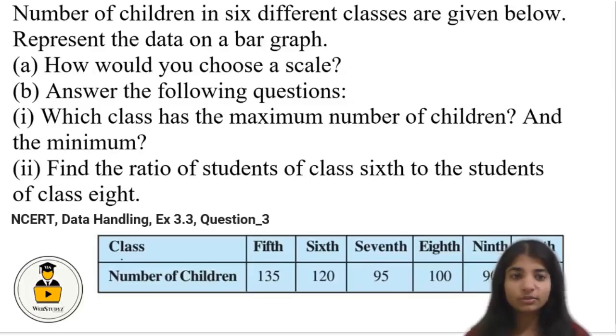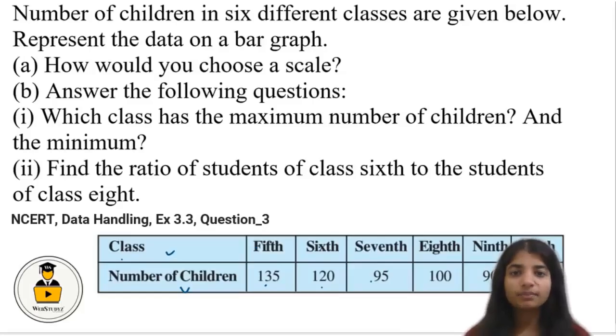Students, let's discuss the question. In this question, we are given that the number of children in 6 different classes are given below in the table. Here we are given the class and here we are given the number of students. Classes are 5th, 6th, 7th, 8th, 9th and 10th. And the number of students for 5th is 135, for 6th is 120, for 7th is 195, for 8th is 100, for 9th is 90 and for 10th is 80.